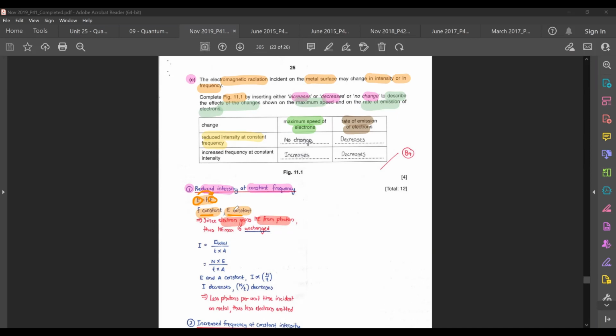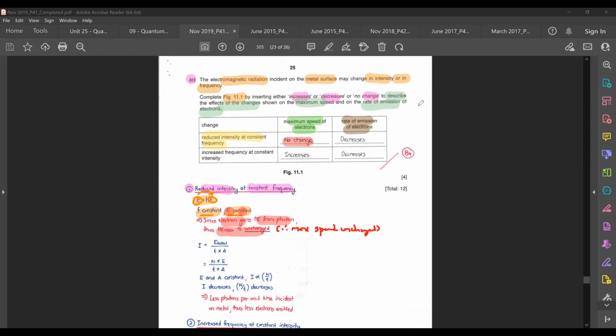So because the energy of the photon is unchanged, the KE max that you get is therefore unchanged. So therefore, max speed is unchanged too. So this one, no change.